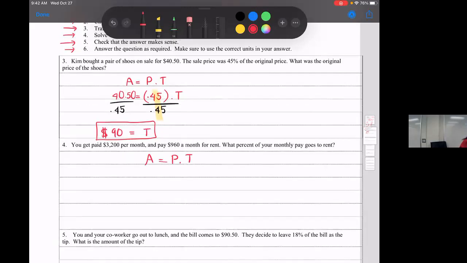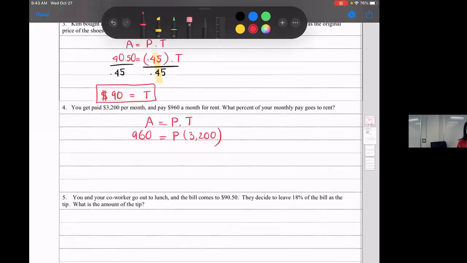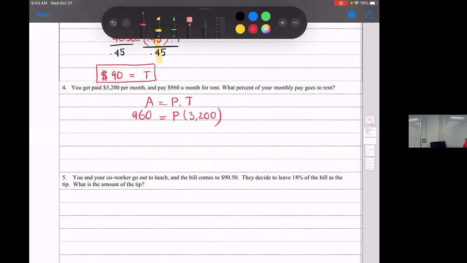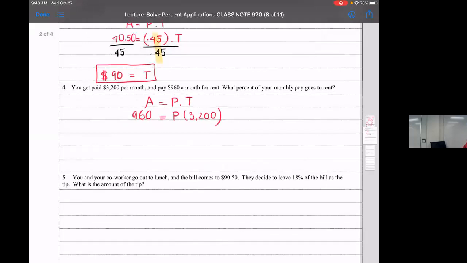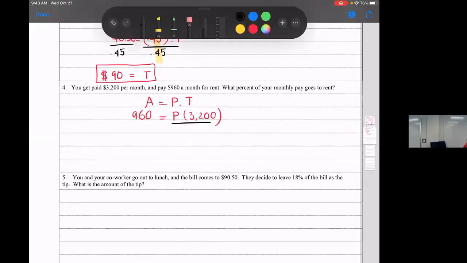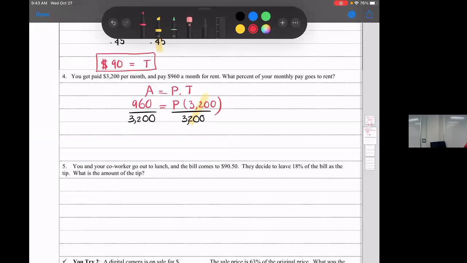All right, so they're asking for P, yeah? So P stays as P. 3,200 is your original amount, how much you got paid per month, and 960 is the amount that you pay for rent. You want to solve for P, so divide both sides by 3,200. What did you get?